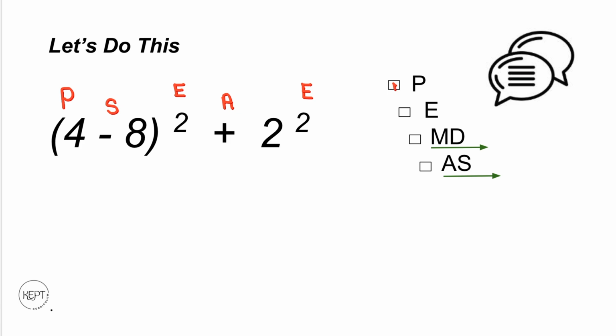Well, we know that that answer is parentheses. 4 minus 8 gives us a negative 4. Now remember, because that one is negative, we want to put that in parentheses before we write everything else out. So we have our exponent there plus 2 squared.